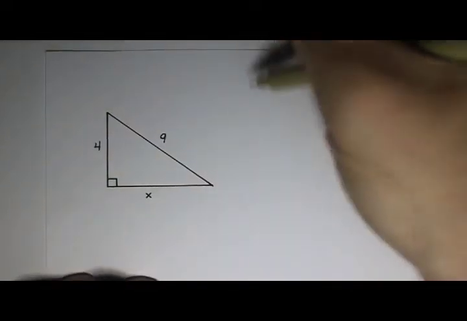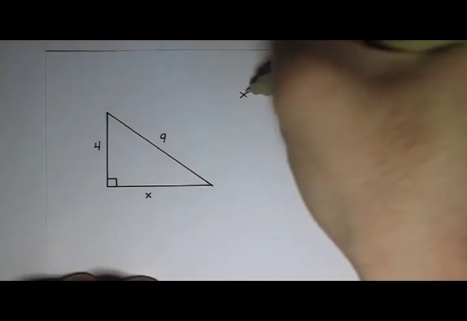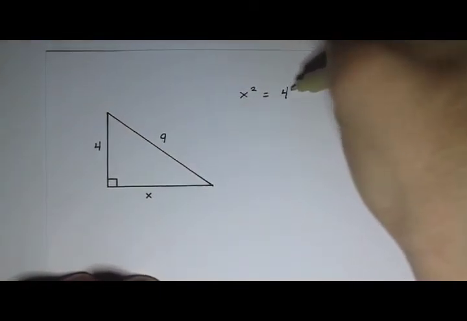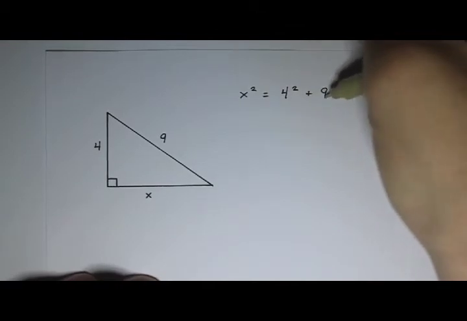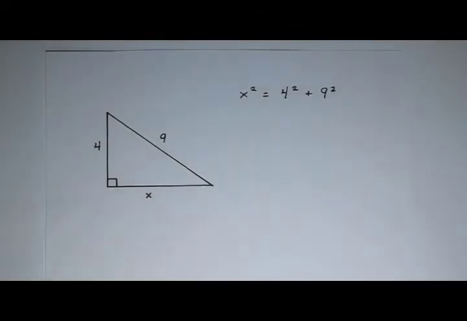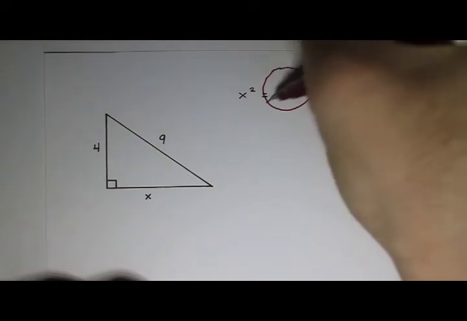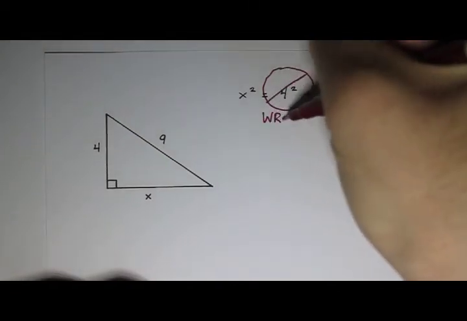So let's see, what do I get? Well, I want x, so I'll do x squared, and I'll say that equals 4 squared plus 9 squared. Right? No, not right. This is wrong. Remember, you have to have the hypotenuse by itself on one side of the equation. I didn't do that. So this is just an example of something you don't want to do. No, this is wrong. Don't write it like that.